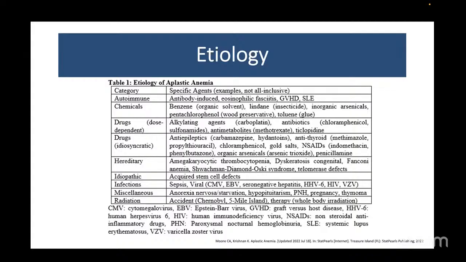Then there are other causes such as radiation, hypopituitarism, PNH, pregnancy, and thymoma, which are also well described risk factors for aplastic anemia. There is a wide variety of risk factors, and as we advance, this list is just going to get bigger and broader. But seldom does it have any therapeutic significance.